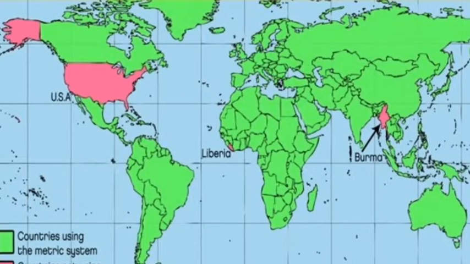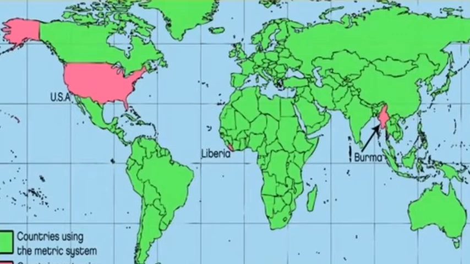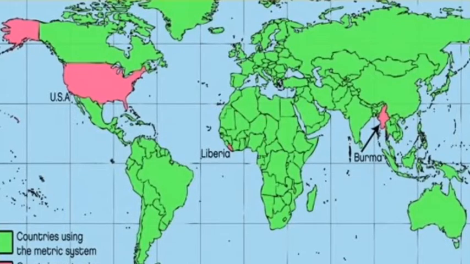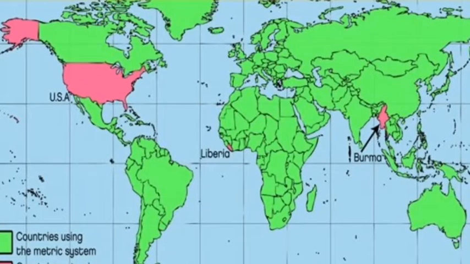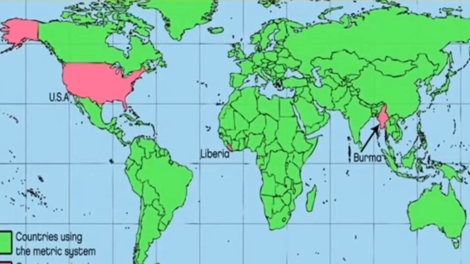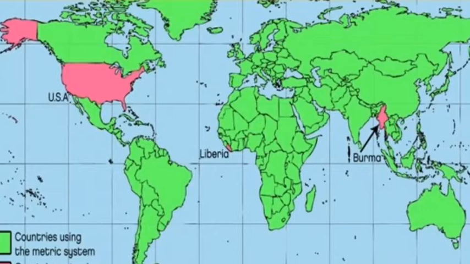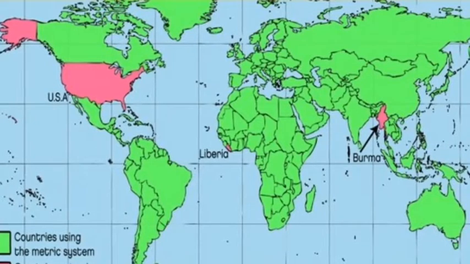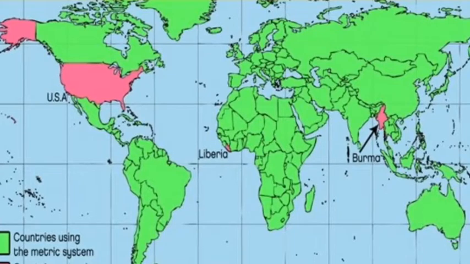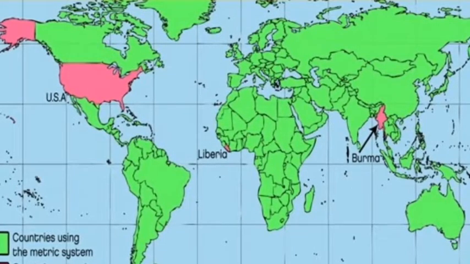Alright, today's video is on the metric system. I just wanted to start off with a graphic representing the countries that use the metric system versus the countries that don't use the metric system. We are a non-metric system country, so you'll see the United States in red. You will also see Liberia in red, and you'll see Burma in red.